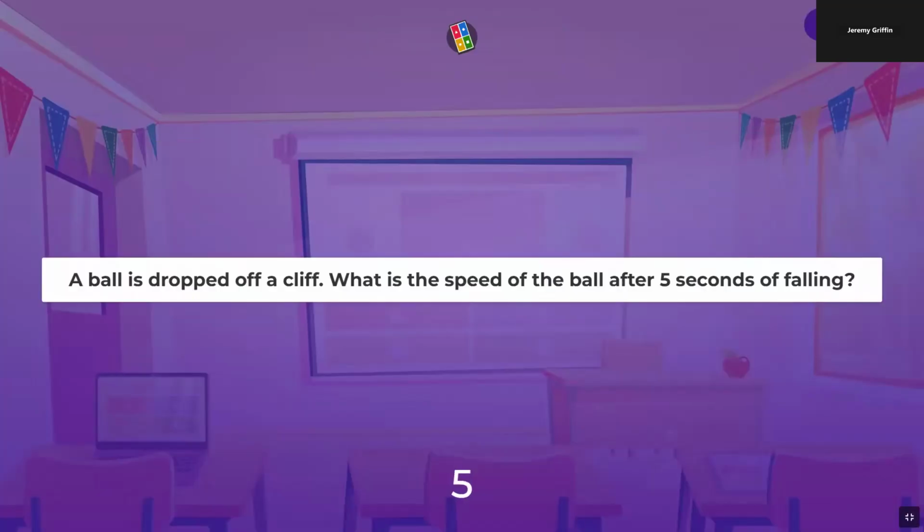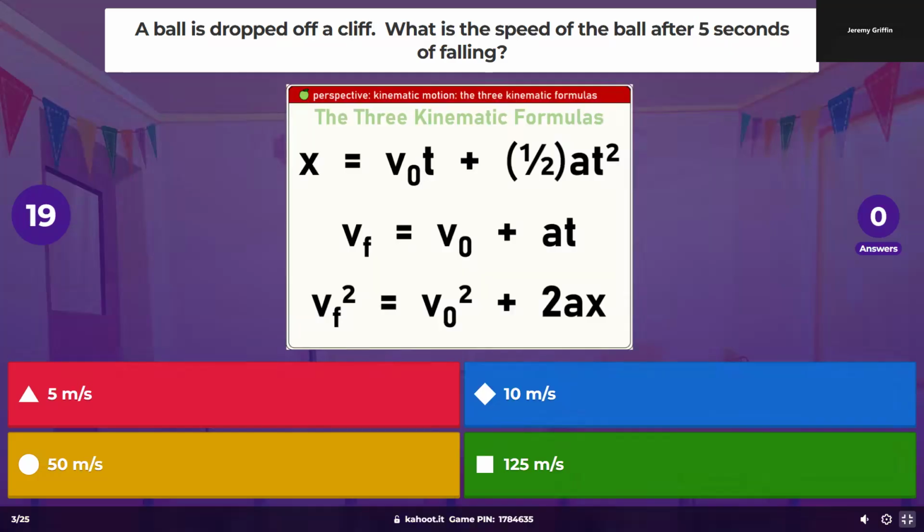All right, a ball is dropped off the cliff. What's the speed of the ball after 5 seconds? Okay, well, this has the pulleys. These 3 pulleys don't matter. Just that way down there.